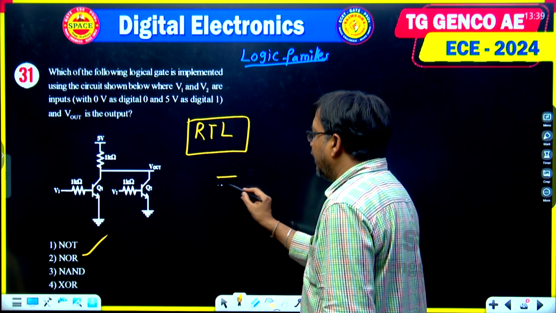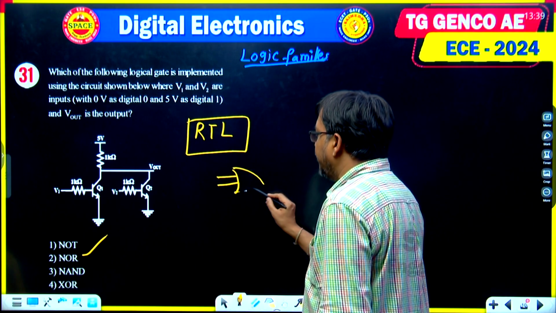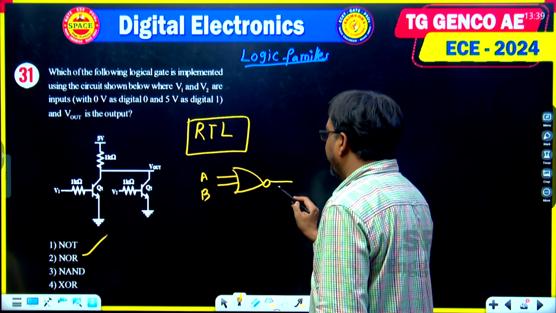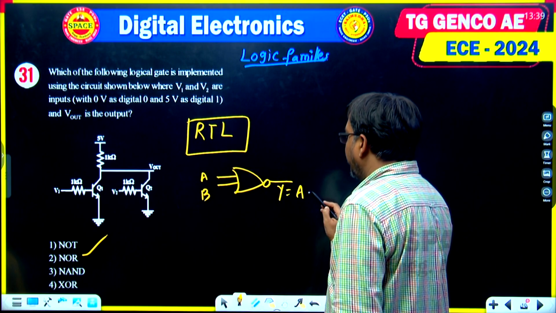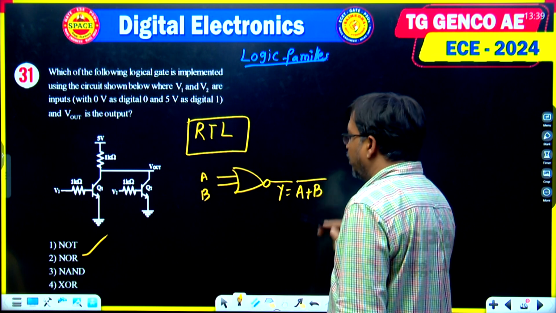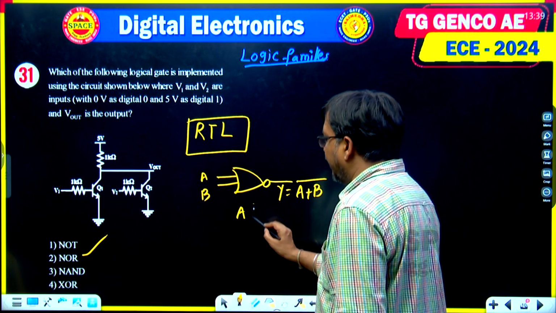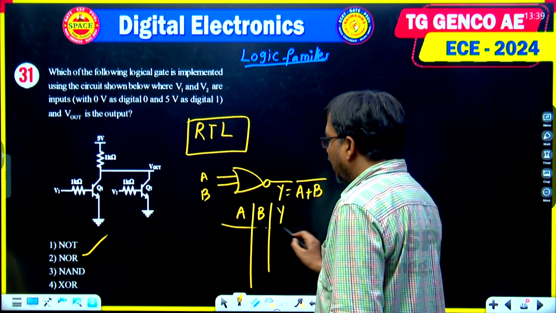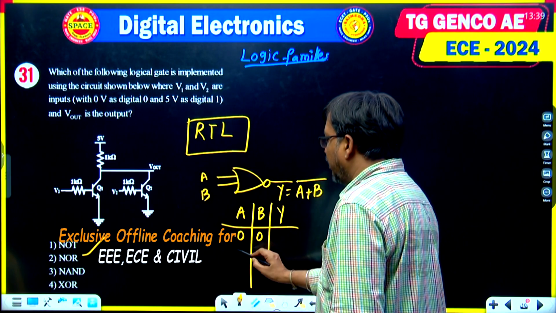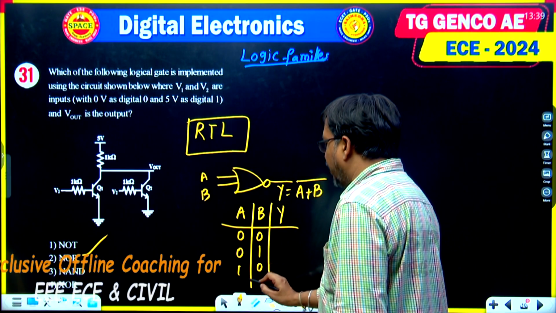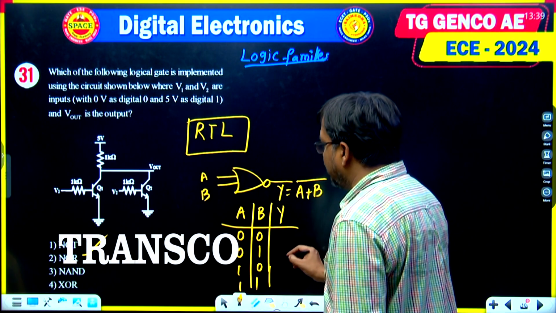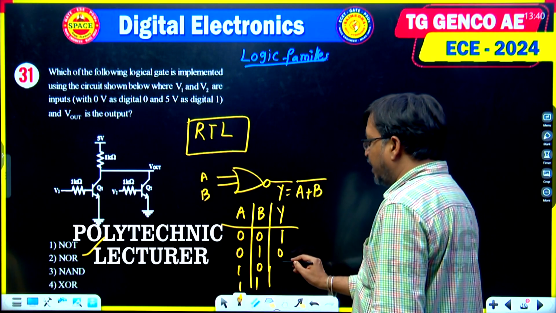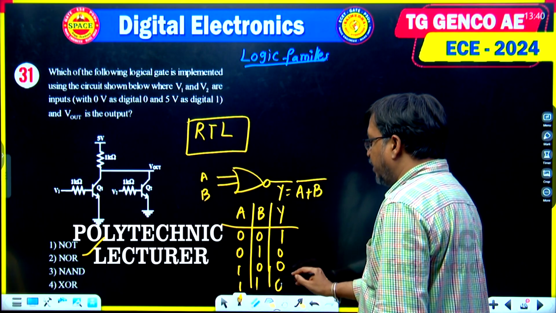We know that in a NOR gate, this is the NOR gate symbol, and inputs are A and B, output is Y, where Y equals (A plus B) whole bar. So I am writing the truth table of the NOR gate here. A, B inputs, Y is output, 4 combinations: 00, 01, 10, 11. I am writing 0 plus 0, 0 bar is 1; 0 plus 1, 1 bar is 0; 1 plus 0, 1 bar is 0; and 1 plus 1, 1 bar is 0.